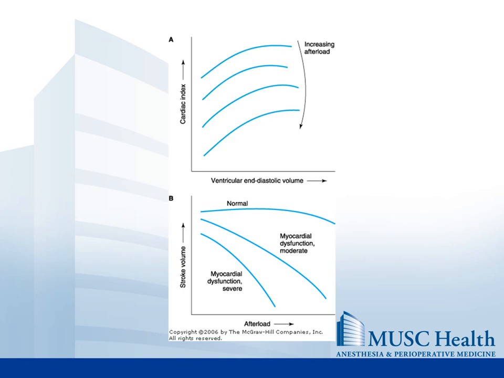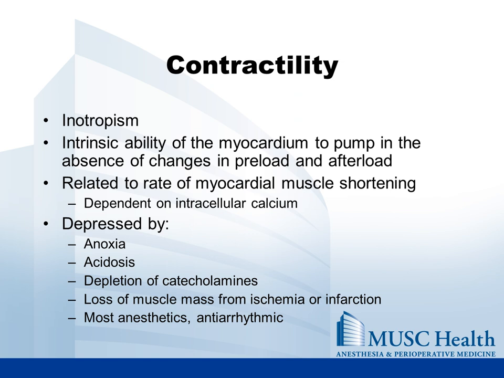And then diagrams to just basically show you how afterload can change with, again, sort of a Frank-Starling curve, your end diastolic volume versus your cardiac index, which is like your stroke volume if your heart rate is maintained. And then finally, contractility. So the intrinsic ability of the heart to pump in the setting of normal preload and afterload.